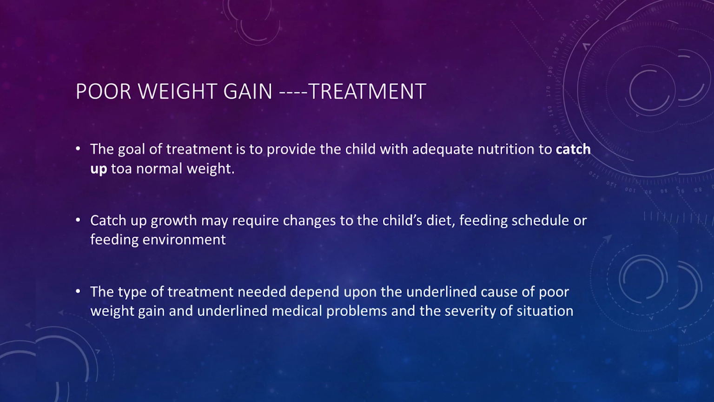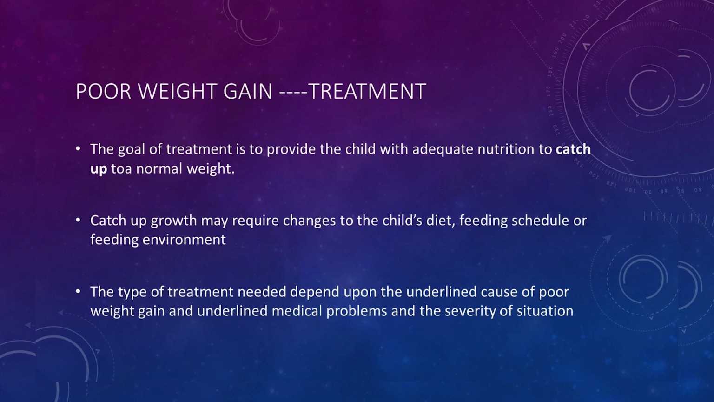Catch-up growth may require changes to the child's diet, feeding schedule or feeding environment. So, a nutritious diet must be offered to the child, then the number of feedings must be scheduled, and the feeding environment, a good mental environment and surroundings, may be created for the child.